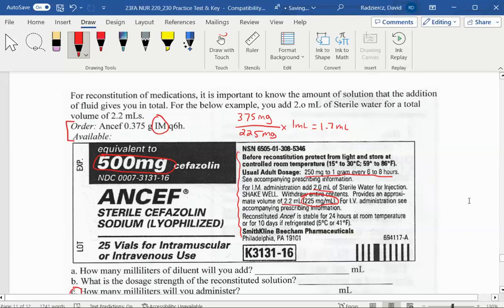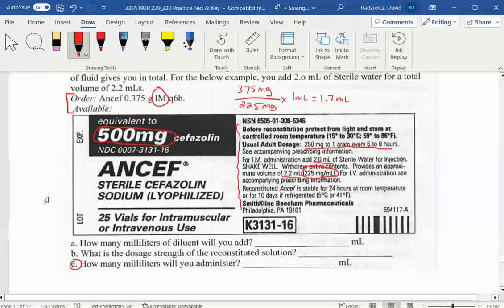So, all right, I'll stop talking. If you have any questions, just type it into the chat, unmute, let me know. So here we answered question C, correct? 1.7 would be the number of milliliters we would administer.